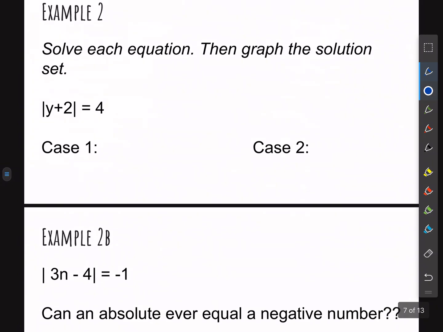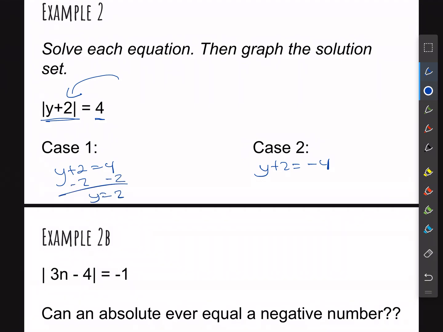So example 2 says solve the equation, then graph the solution. Okay, so we have some distance equal to 4. So always think of this as distance. Distance is equal to 4. So I can say, okay, y plus 2 is equal to 4. But then I also have to consider the negative direction possibility. So I can say y plus 2 is equal to negative 4. And then solve both of these. I would subtract 2 from both sides. y is equal to 2. And then if I subtract 2 from both sides here, I get y is equal to negative 6.